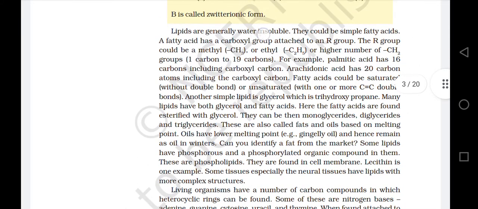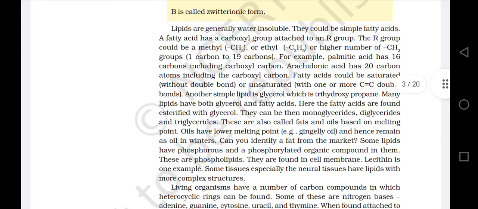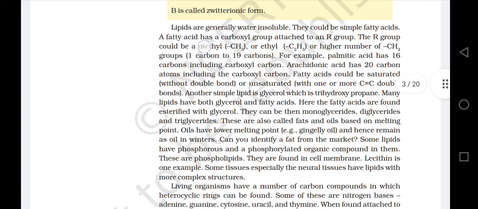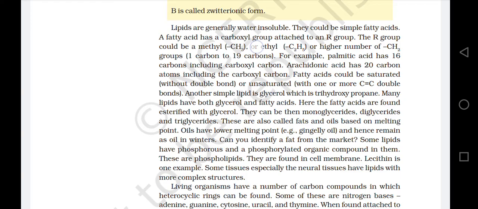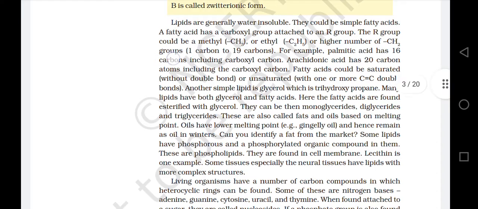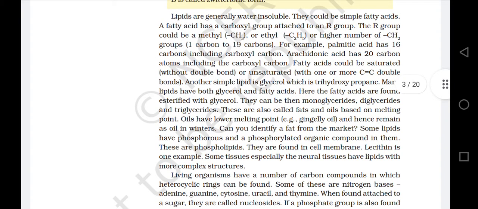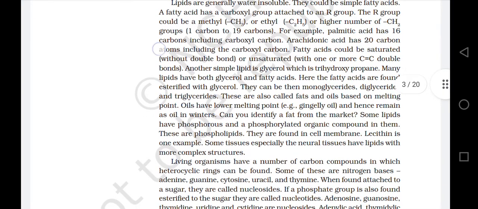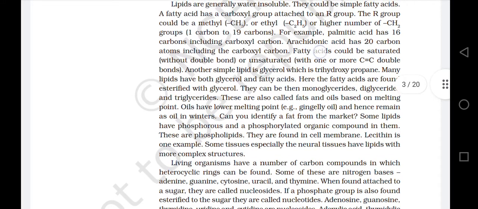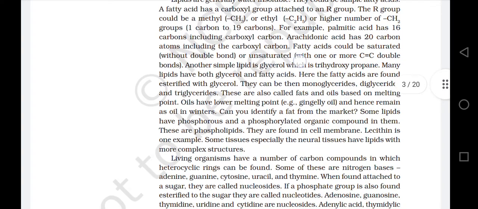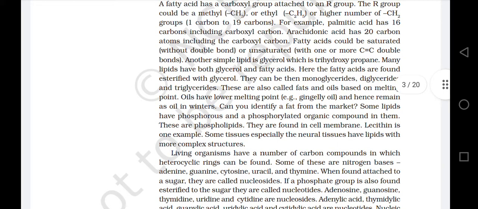Lipids are generally water insoluble. They could be simply fatty acids. A fatty acid has a carboxyl group attached to an R group. The R group could be a methyl CH3 or ethyl C2H5 or higher number of CH2 groups, 1 carbon to 19 carbons. For example, palmitic acid has 16 carbons including the carboxyl carbon. Arachidonic acid has 20 carbon atoms including the carboxyl carbon. Fatty acids could be saturated without double bond or unsaturated with one or more C double bond C.